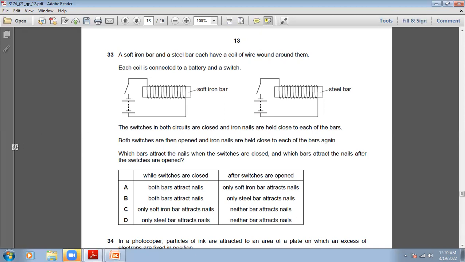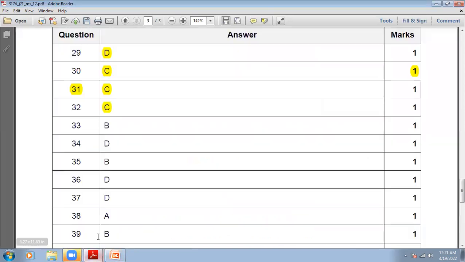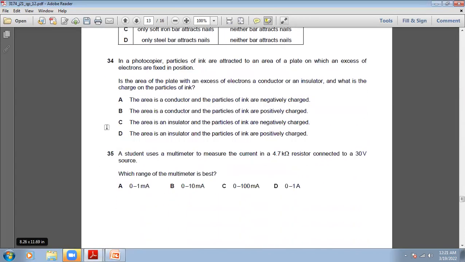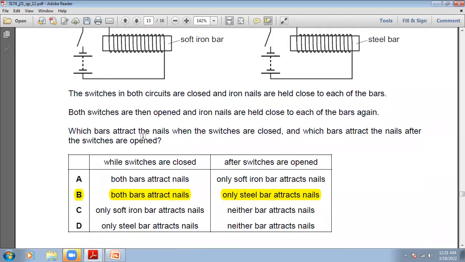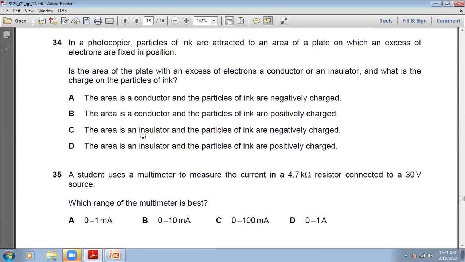Okay. So when the switches are closed, both the bars attract the nails. After the switches are opened, only the soft iron bar attracts the nail. That's wrong. Only the steel bar attracts the nail. That is right. So I think B looks the best option to me. Question number 33. B is the right option, sir.